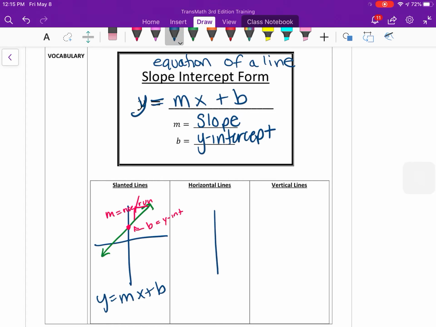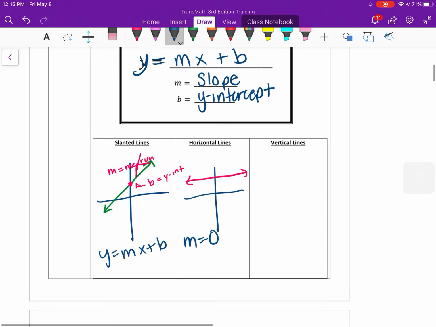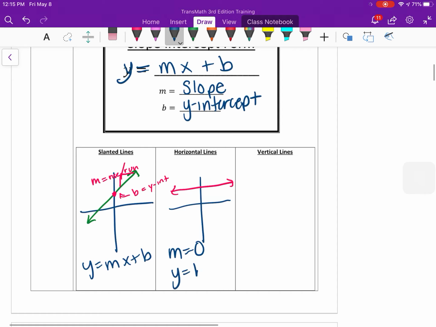Then we also have horizontal lines. Horizontal lines are the flat lines, like this. Horizontal lines have a slope of 0. They're flat. It's like the floor. The floor has no slope, no hills or anything, so slope of 0. And their equations are just y equals some number b. So like this one might be at y equals 3, for example, if this was up at 3. So the x part in the equation is 0x, so there is no x in the equation for horizontal lines.